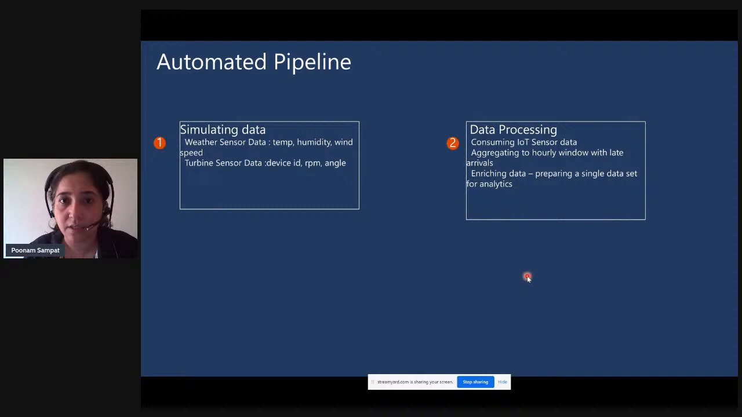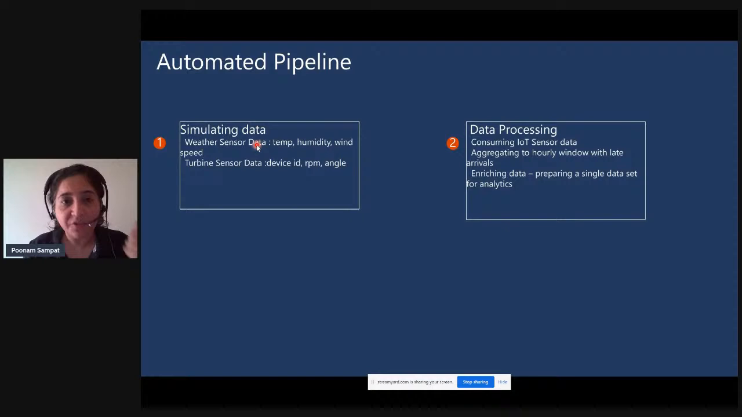So let's see how we can attain these goals really. For the purpose of this exercise, I don't have IoT sensors with me right now, nor do I have access to a wind turbine. But what I've done is I've simulated data, and the data is of two kinds. One is the weather sensor data, which has temperature, humidity, wind speed. And the second type of data is the turbine sensor data itself. So it has a device ID, it has an RPM and an angle to it. So the first thing that I've done is simulating the data.